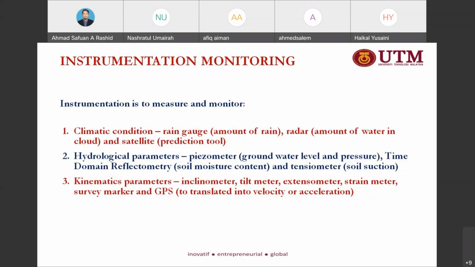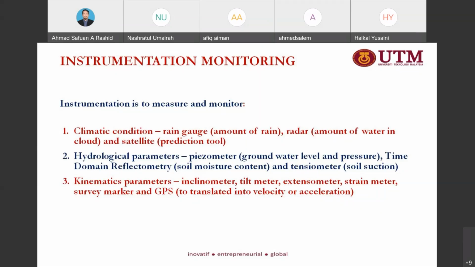The first one is the climatic condition, normally related to rain, especially in Malaysia. Hydrological parameter, we want to determine what we call the soil conditions, in terms of the hydrological parameter. And the last one is the kinematic parameter, where we want to monitor for any movement happening inside the soil or inside the slope structure.